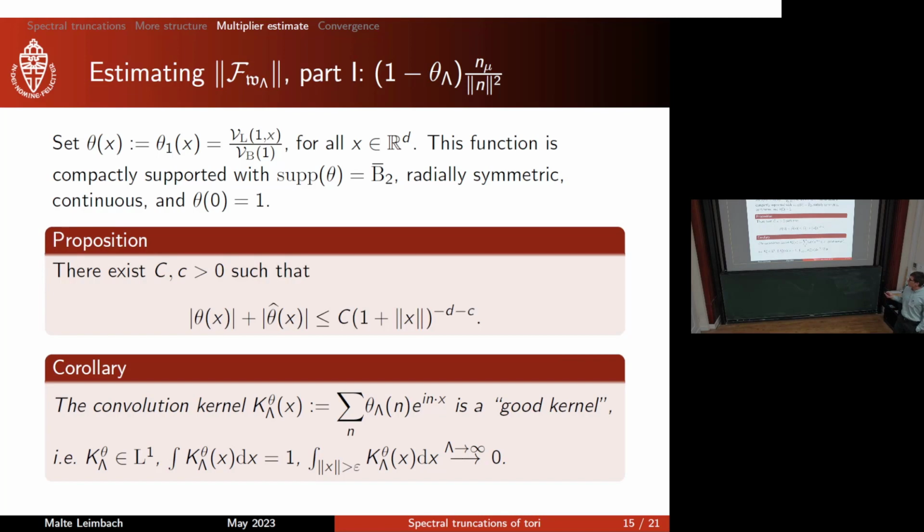The way this proposition is set up is precisely to make this corollary work, which is proved by the Poisson summation formula. This is precisely what you need for that. What this tells you is that the convolution kernel, where as a symbol I take this function theta, is a so-called good kernel. If you prefer, you can call it an approximate identity in the Banach algebra L1 of the torus. It just means it's absolutely integrable, integrates to 1, and all its mass is concentrated around zero.